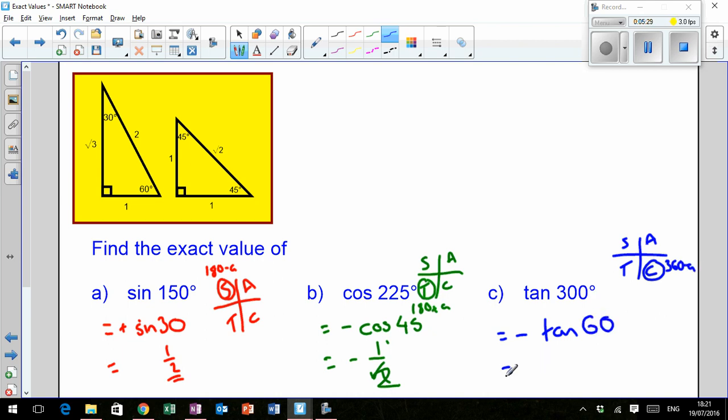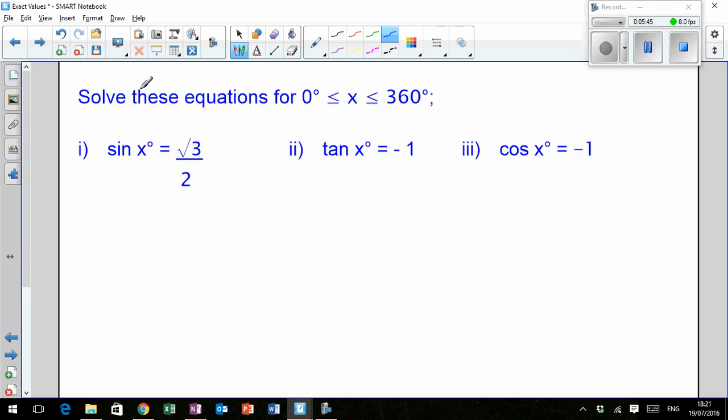Last thing I want to look at is solving equations for between 0 and 360. So we'll just keep it in degrees just now, but obviously we can be asked this in radians as well. For sine x is equal to root 3 over 2. Firstly, we're doing it between 0 and 360, so we know we're going to be in two quadrants. So sine, the first and the second quadrant. We know as well that the x value for this is just going to be A and 180 minus A.